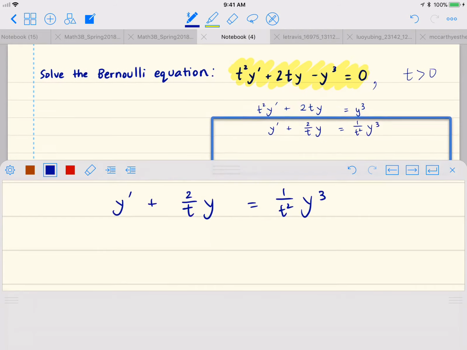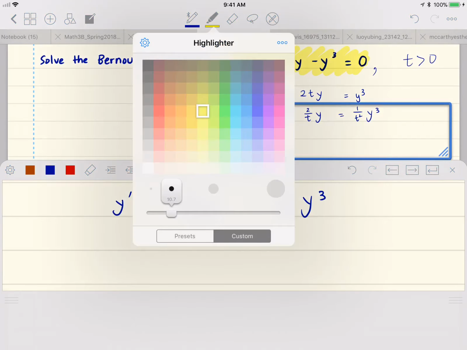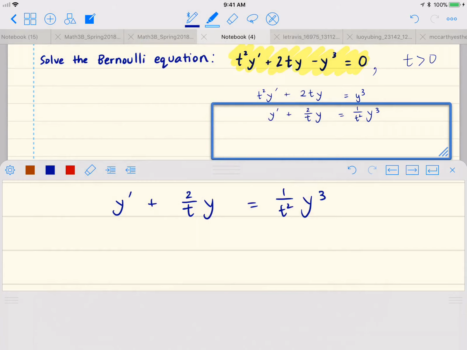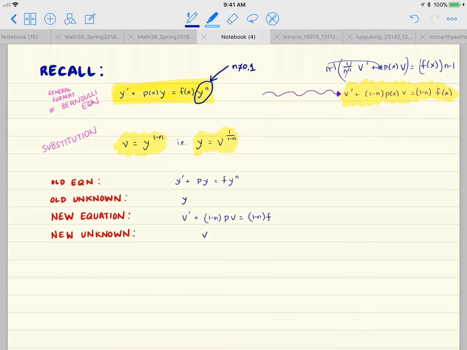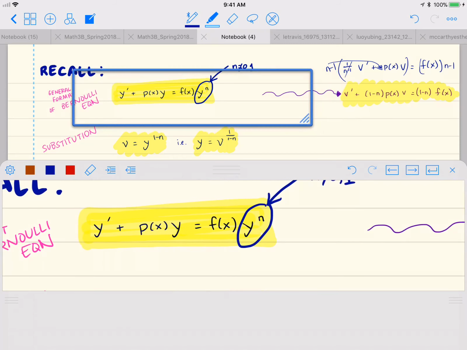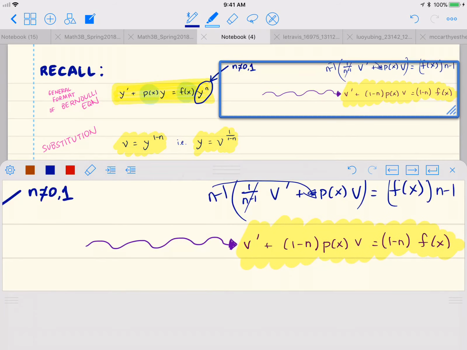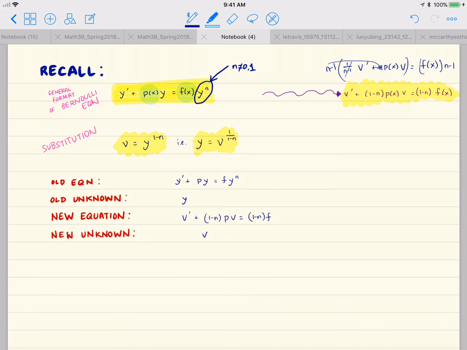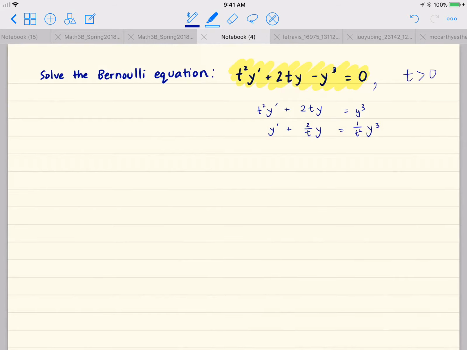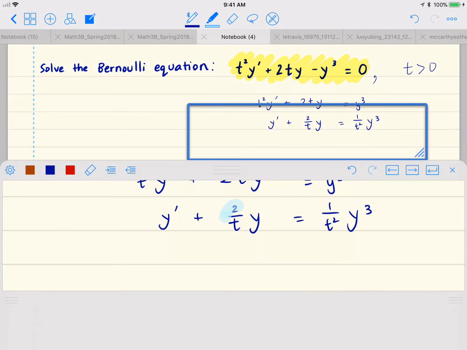So at this stage, it should be easy to figure out my p. Let me zoom in here. The general format has a p and it has an f, right? I need to know p and I need to know f in order to get my new equation, and I need to know n. Looking at this, p is going to be 2 over t, f is going to be 1 over t squared, and n is going to be 3.